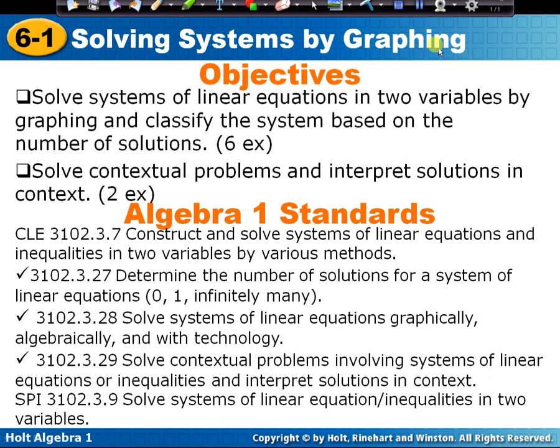Alright, today's lesson is 6-1. Our objectives for today are to solve systems of linear equations in two variables by graphing and classify the system based on the number of solutions. Our second example, which we'll do tomorrow in class, is to solve contextual problems and interpret solutions in context.